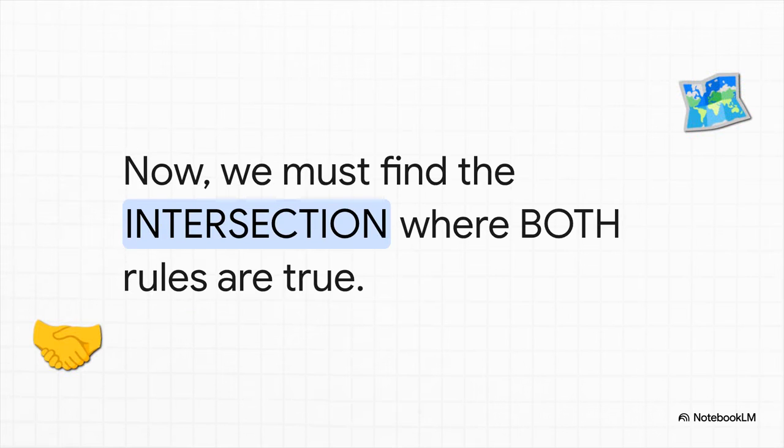Okay, and this is the most important part. We have our condition from the top, and we have our condition from the bottom. The final domain isn't one or the other. It's the numbers where both of these things are true simultaneously. We need to find the overlap, the intersection.